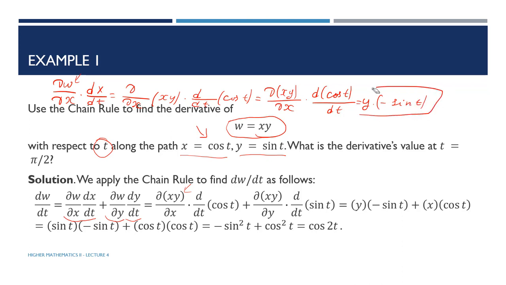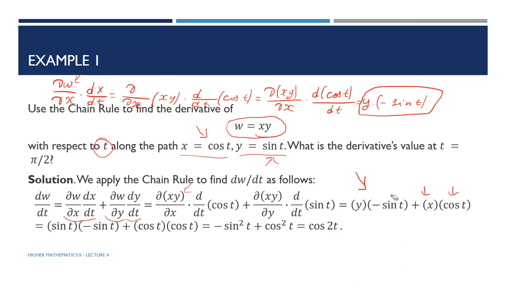So we got this expression from the first part, which is written here also, and the second part also, dw/dy times dy/dt. So the derivative of xy with respect to y, we will get x, times the derivative of y. y was sine t. The derivative of sine gives me cosine.